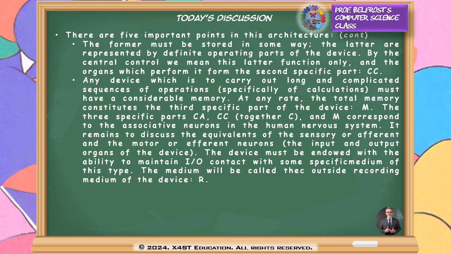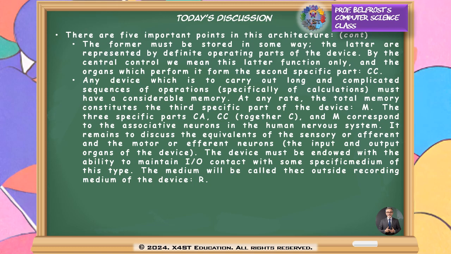And you have noticed, I have described before, that CA and CC together build a CPU. Any device which is to carry out long and complicated sequences of operations, specifically of calculations, must have a considerable memory. At any rate, the total memory constitutes the third specific part of the device, M, and these three specific parts, CA, CC together as C, and M correspond to the associative neurons in the human nervous system.